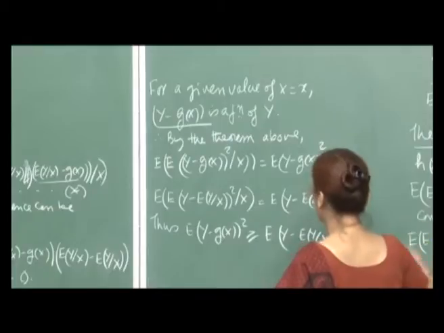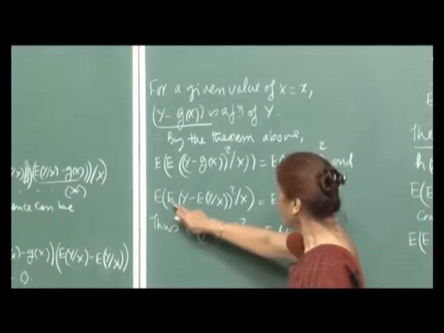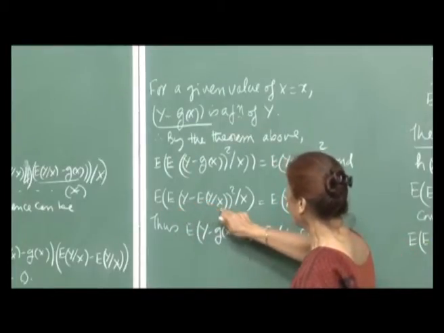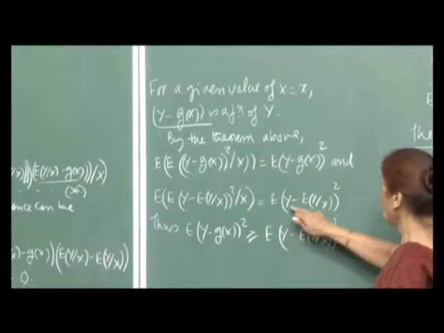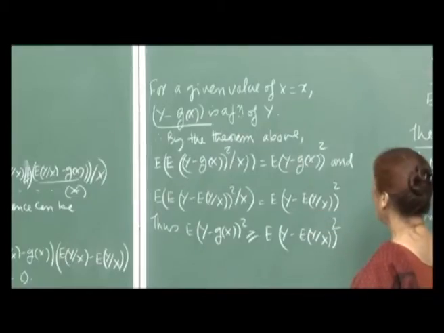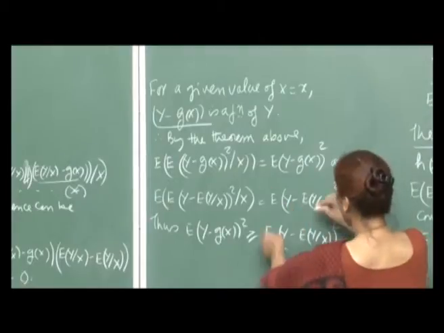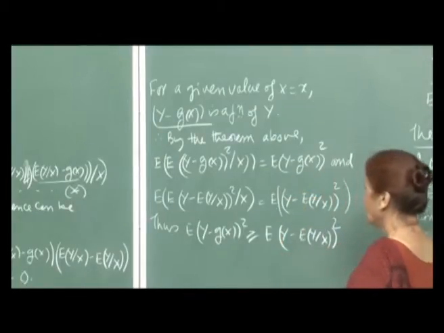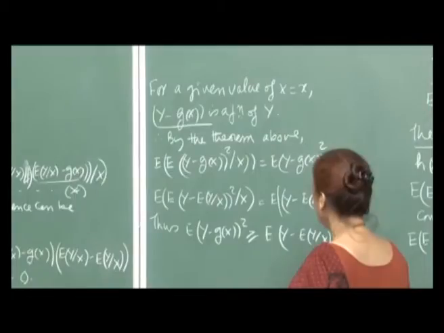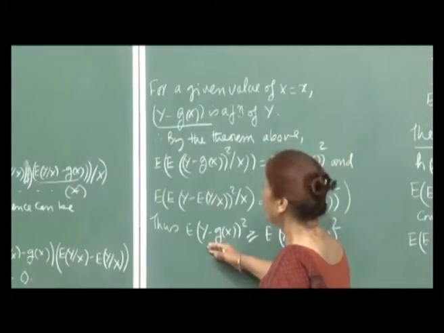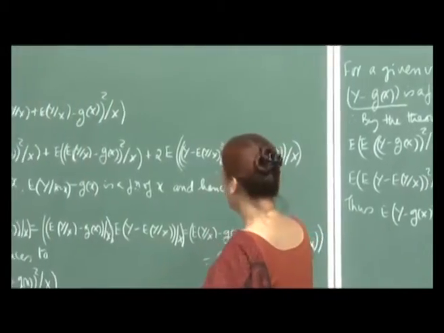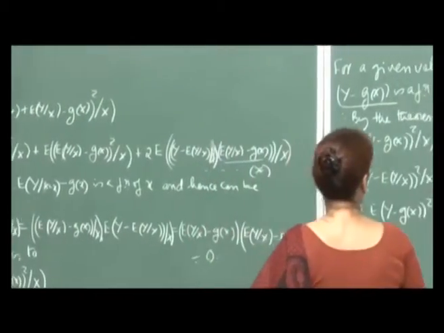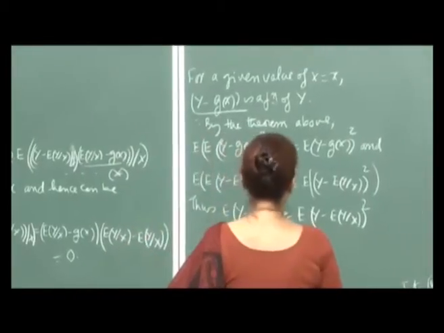Just the same concept is carrying over, and similarly the expectation of (y minus expectation of y given x) whole square, conditioned on x, will turn out to be the expectation of (y minus expectation of y given x) whole square. I mean, this whole square and then the expectation, this is what we are doing. And so you get that when you have this, because this is equal to 0.